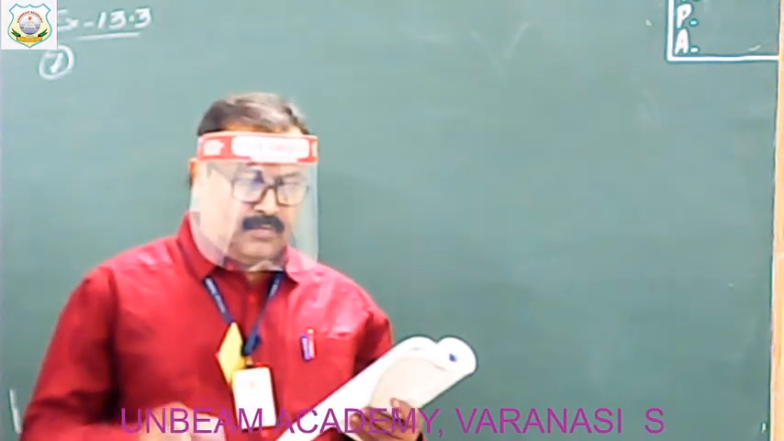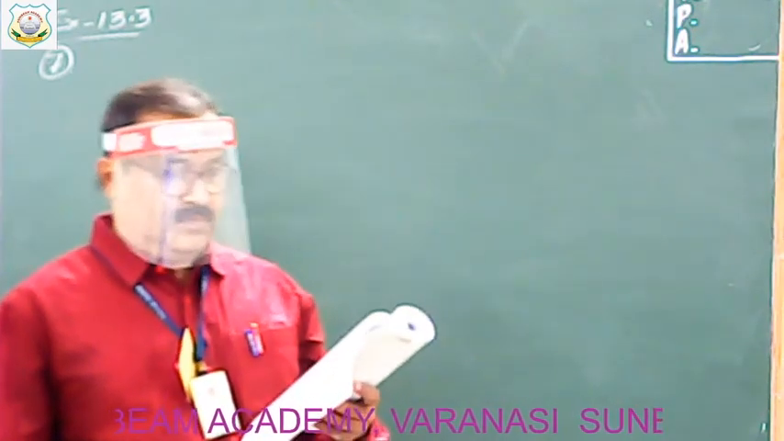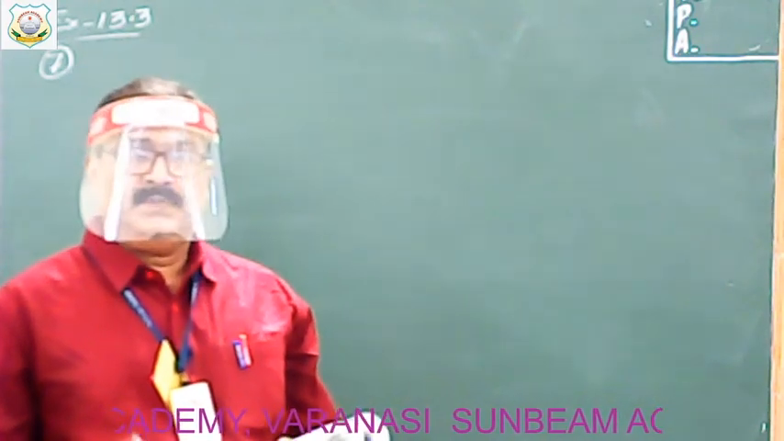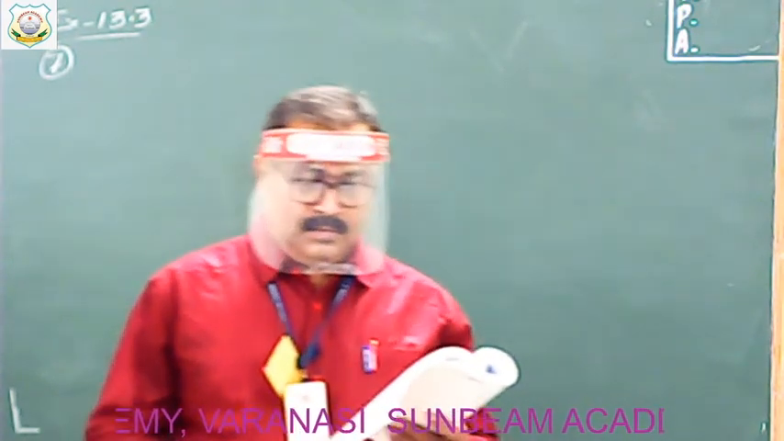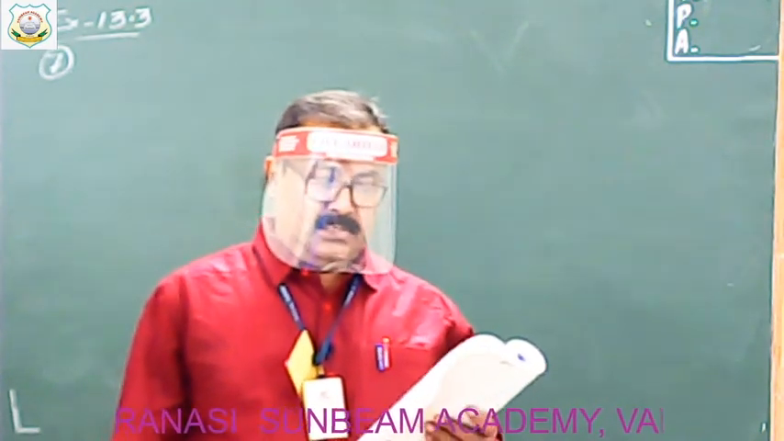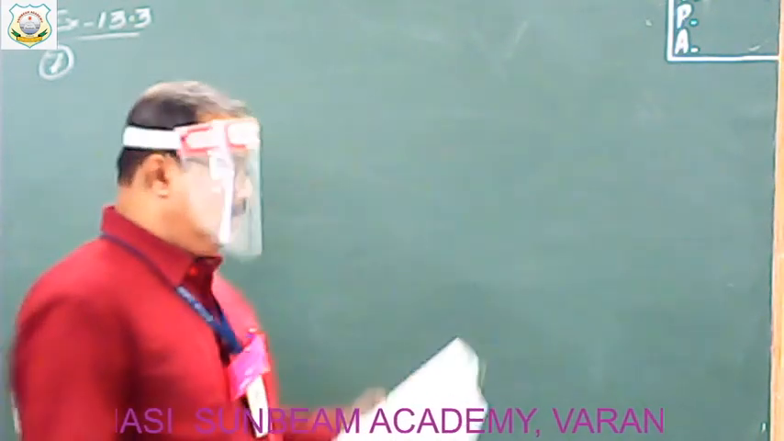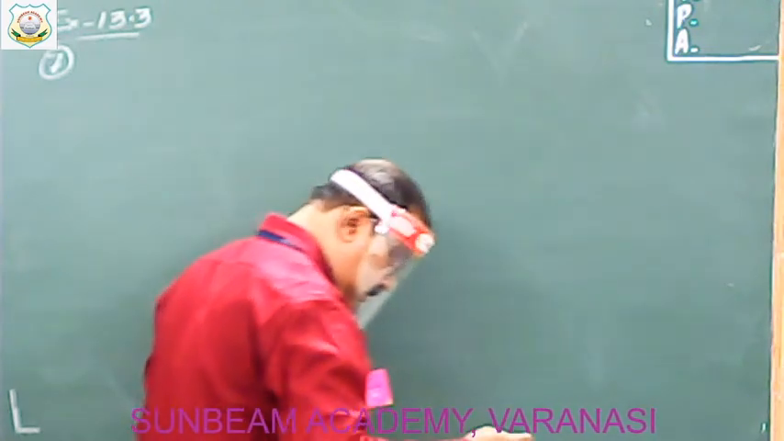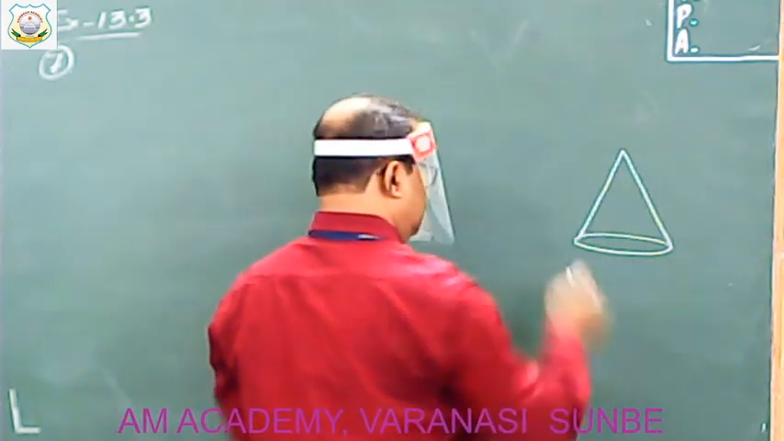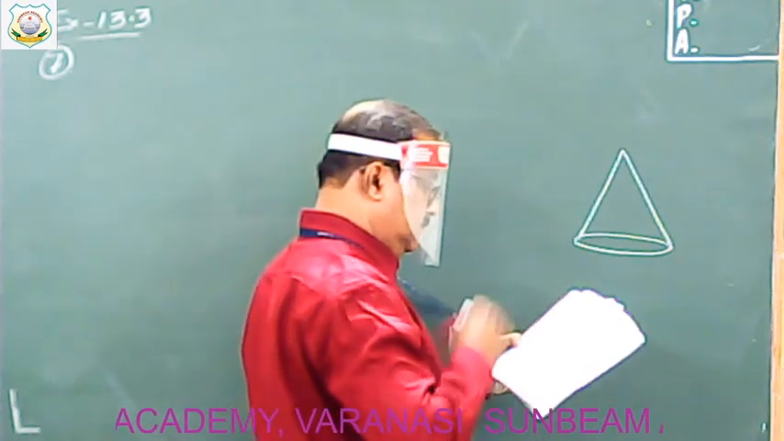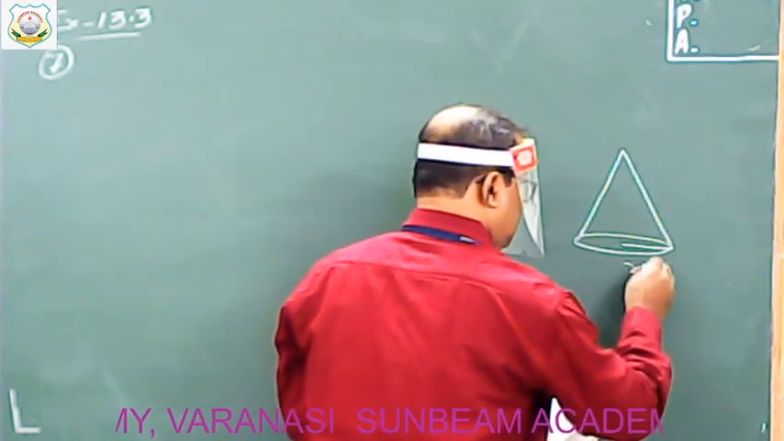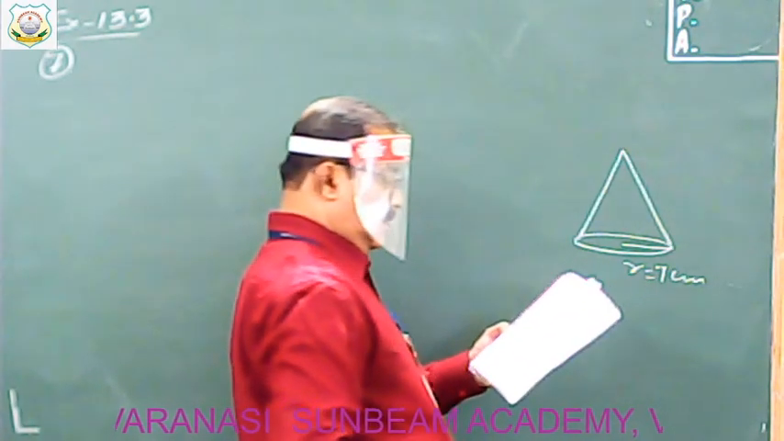A joker's cap is in the form of a right circular cone of base radius 7 cm and height 24 cm. Find the area of the sheet required to make 10 such caps. The joker's cap is in the shape of a cone, and the dimensions are given: radius 7 cm and height 24 cm.